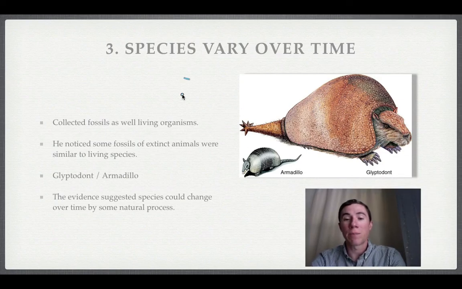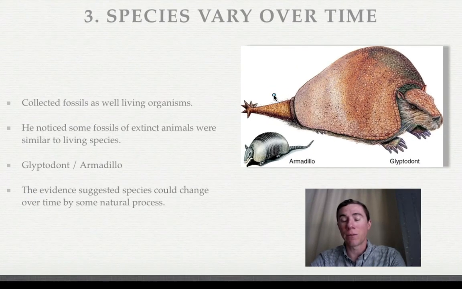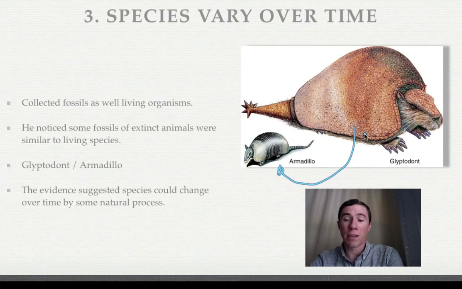And last, Darwin found that species vary over time. And he collected fossils during his travel as well as living organisms. And he noted that some of the fossils of extinct animals, so those are animals that are no longer around, were actually similar to living species. And so here's a picture of a glyptodont. And obviously we don't see too many glyptodonts roaming around right now. But you can see how similar the glyptodont is to the modern species of the armadillo, which we see quite all over the place. And this evidence here suggests that a certain species can change over time by some type of natural process. And so all this evidence that Darwin collected, he went home and he started thinking about it, putting all the pieces of the puzzle together to explain all these different findings.